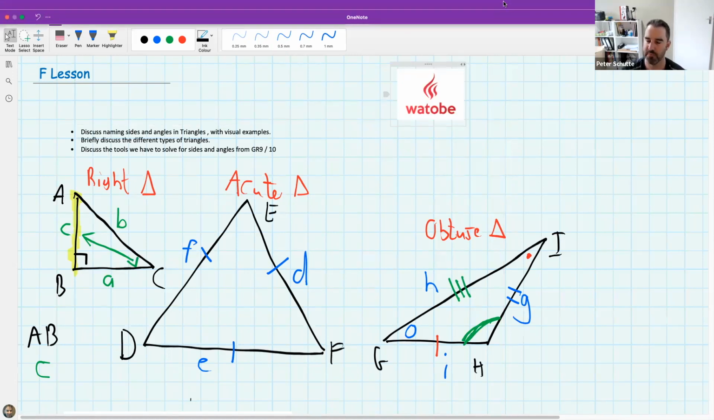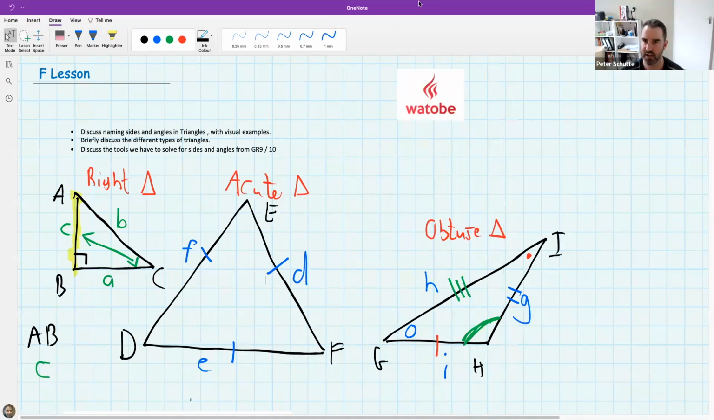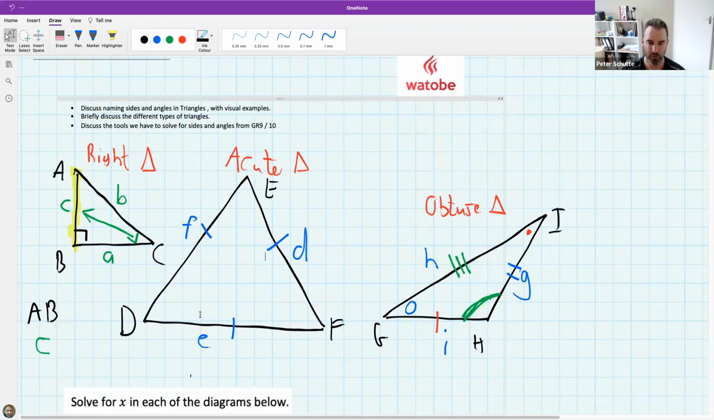Okay, so that's enough basic language for today, but just remember, whenever we deal with triangles, often these types of ways of doing things will come up. Okay, fantastic. Let's move on.